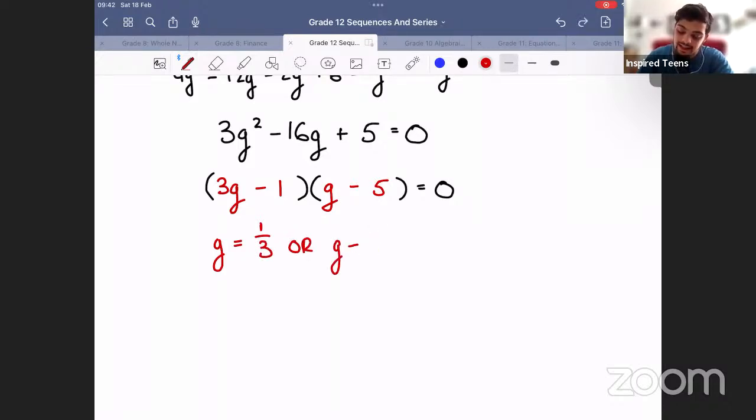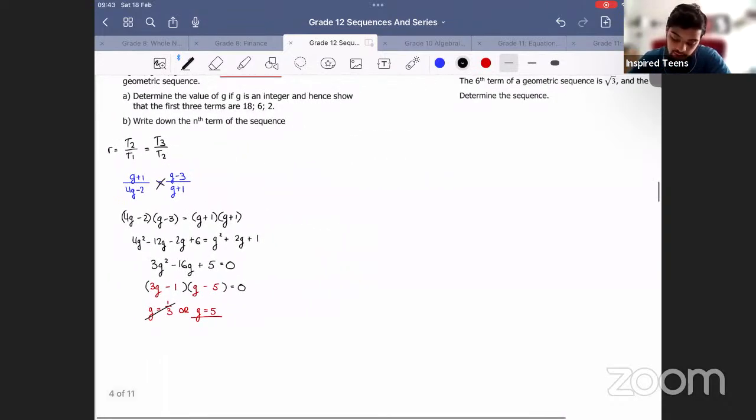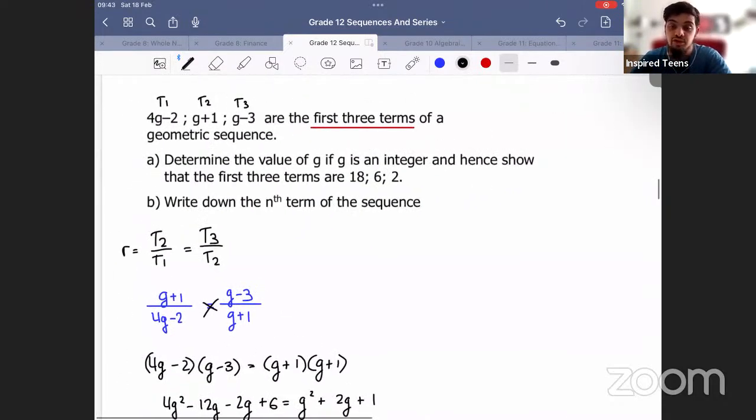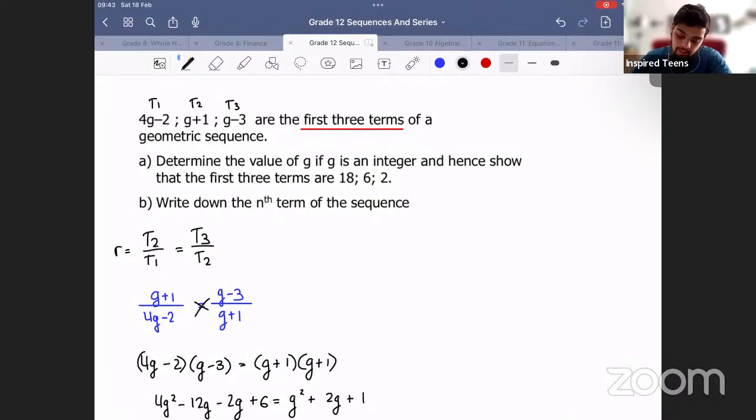Remember, they said that G is an integer. Integers are whole numbers as well. So we cannot choose this. We have to choose 5. Okay, so therefore G is 5. So we know the value of G, which is the unknown in the pattern, which is 5.